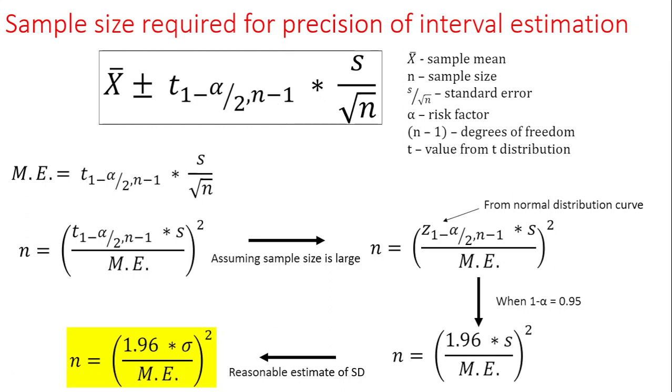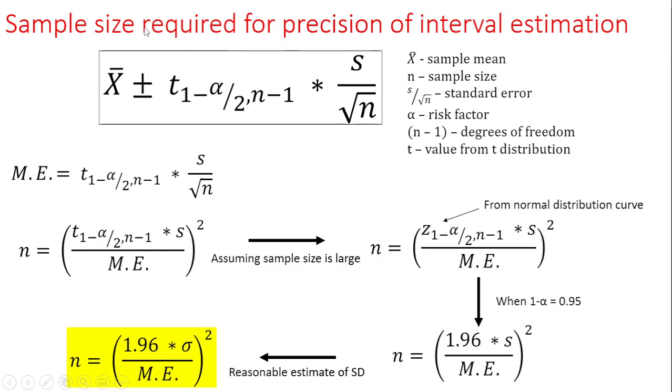One thing that we didn't speak about is that both the t value from the t distribution as well as the standard error are dependent on the number of samples required. So depending on the number of samples that you have, your confidence interval can actually change. Let's see how the sample size affects the precision of interval estimation.